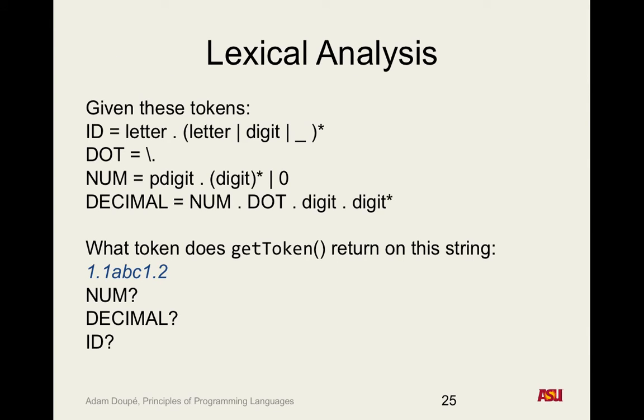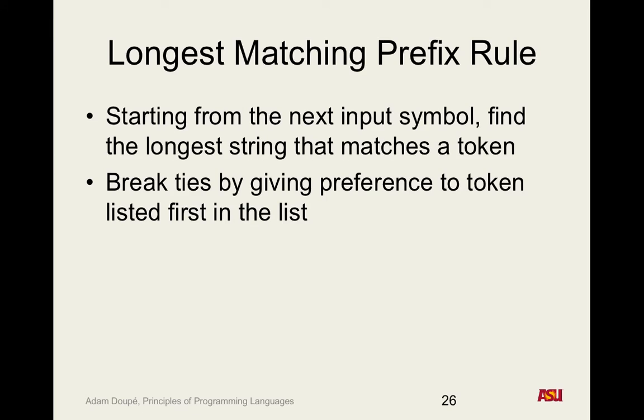So if we just had the input string 1, which one of these is going to be returned? Which token? Number. Num. Yeah, exactly. Perfect. We just have the string 1, even though it matches both num and decimal, because num is defined first before decimal. So does 1 match ID? No. Does 1 match dot? No. Does it match num? Yes. Okay, good, we're done. Questions on the longest matching prefix rule?